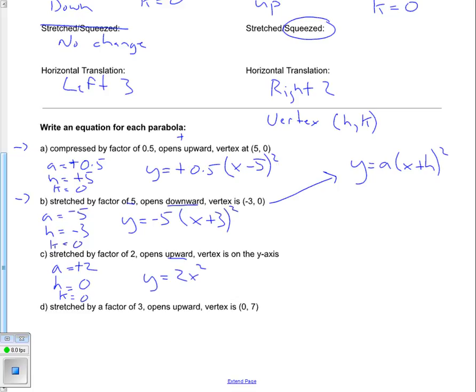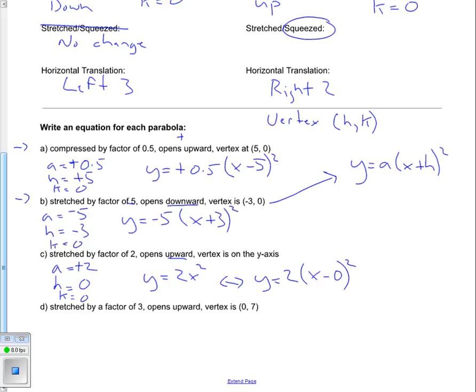Okay, or you could also write that as y is equal to 2(x minus 0) squared. Okay, those two things are equivalent; they mean the same thing. But the example here on the left, y equals 2x squared, is just a little shorter to write.